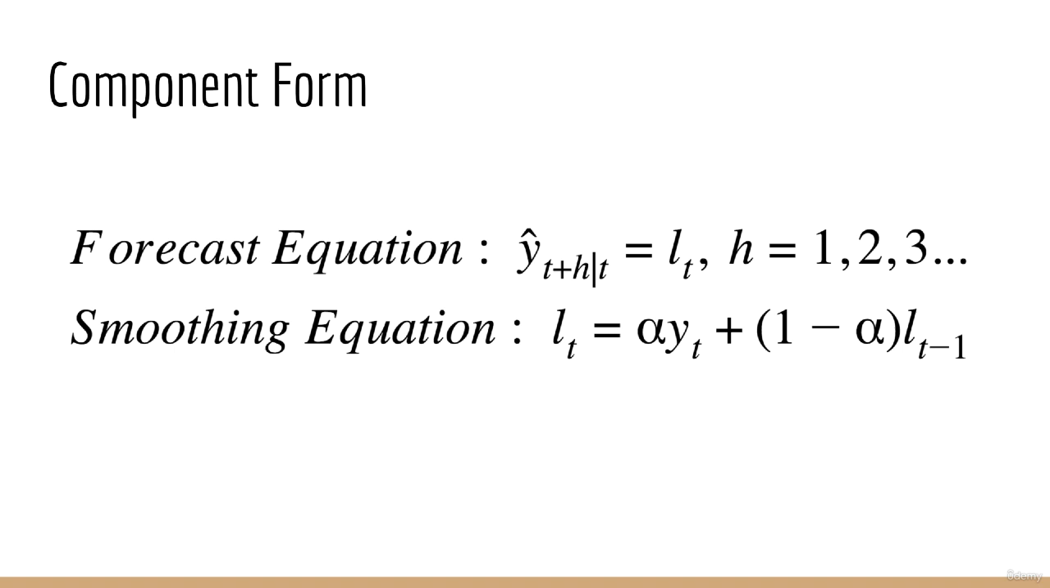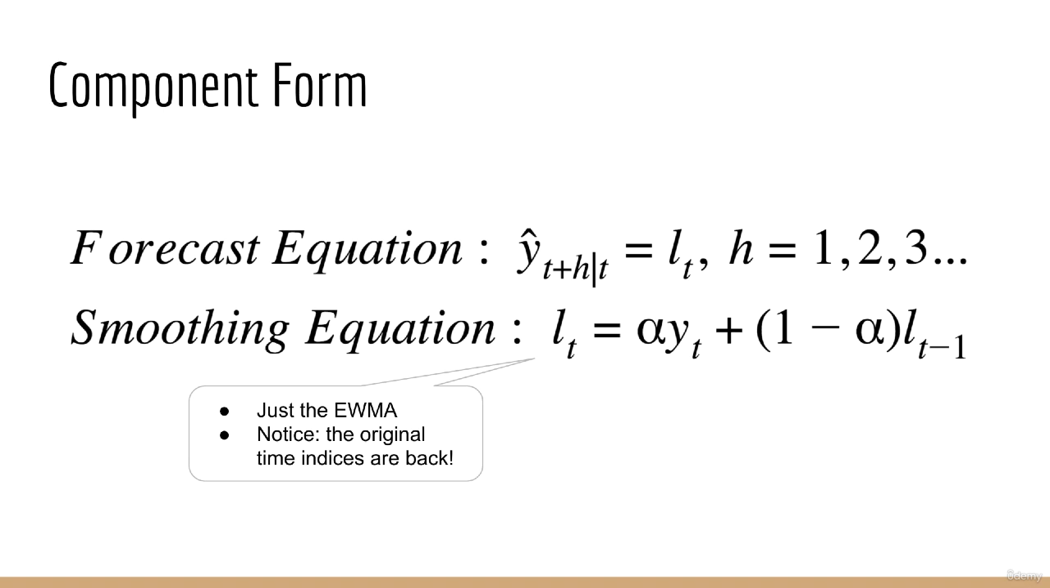Then, the smoothing equation says this. L of t is just the exponentially smoothed average of y of t, the time series. Notice that L of t now becomes the exponentially smoothed average, and y hat becomes the forecast. Also note that L of t gets back its original time indices from the previous lecture. That is, we now have t on the left and t minus 1 on the right. So L of t is itself not a forecast, but the forecast is based on L of t. For this simple model, the forecast is simply assigned to be L of t, but this will get more complex in later lectures.